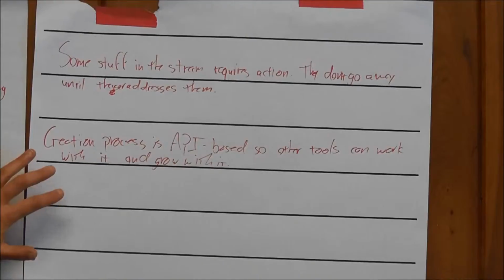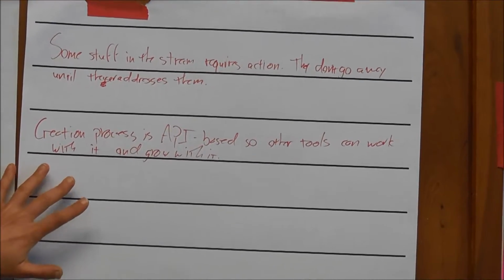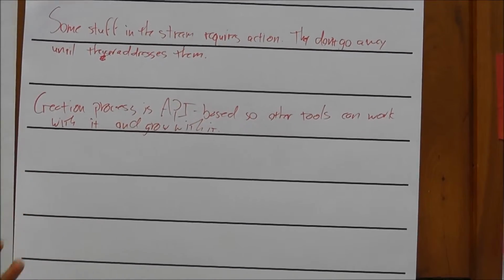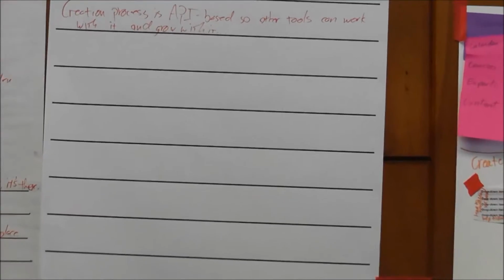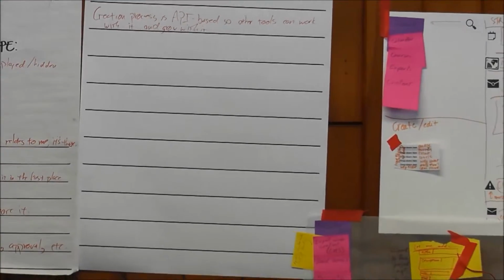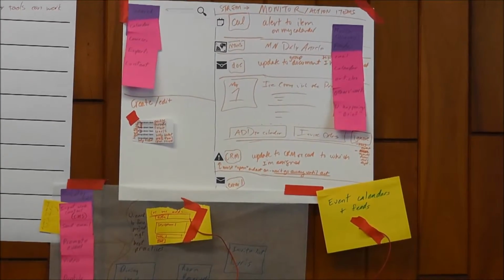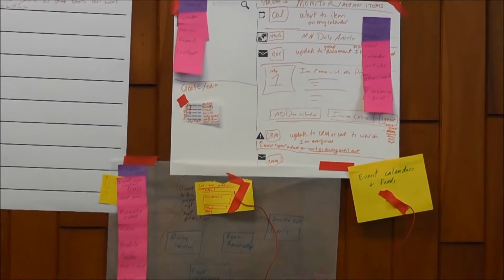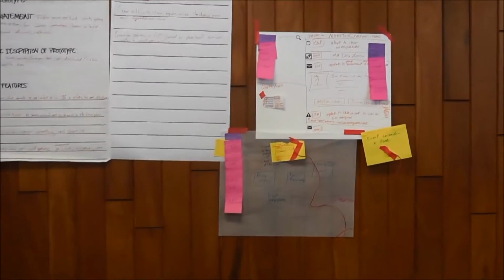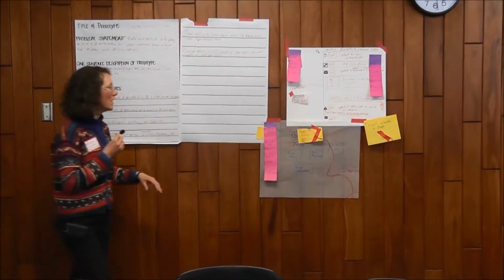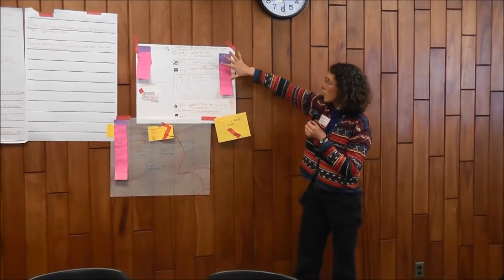And then the creation process is API based, so other tools and people can work with it and grow with it. So what that means is that while it's customizable by you personally, it's also going to go through an evolution from the whole smarts of the campus. So there's evolution happening personally, what I want to make, but also the whole campus is sort of redesigning this whole thing over time.